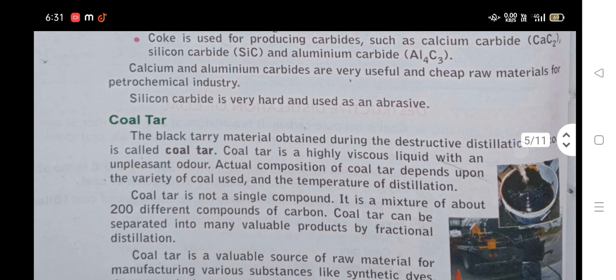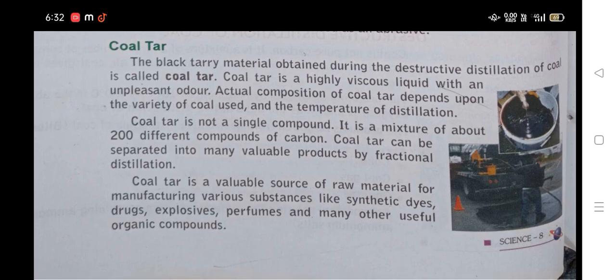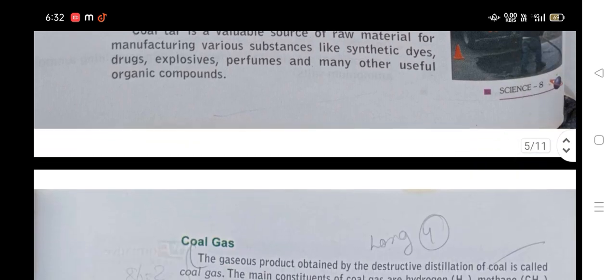Coal tar. The black tarry material obtained during the destructive distillation of coal is called coal tar. Coal tar is a highly viscous liquid with an unpleasant odor. The actual composition of coal tar depends upon the variety of coal used and the temperature of distillation. Coal tar is not a single compound, it is a mixture of about 200 different compounds of carbon. Coal tar can be separated into many valuable products by fractional distillation. Coal tar is a valuable source of raw material for manufacturing various substances like synthetic dyes, drugs, explosives, perfumes, and many other useful organic compounds.